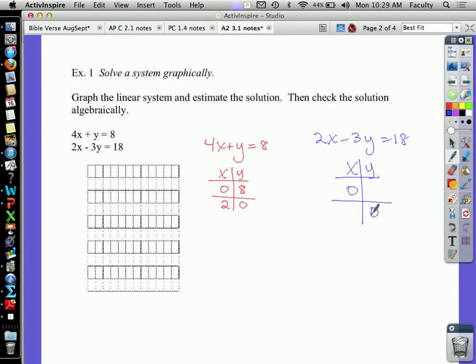So you try it. Let x be 0. If x is 0, we get negative 3y equals 18. So y is negative 6. Let y be 0. And I get 2x equals 18. So x is 9.